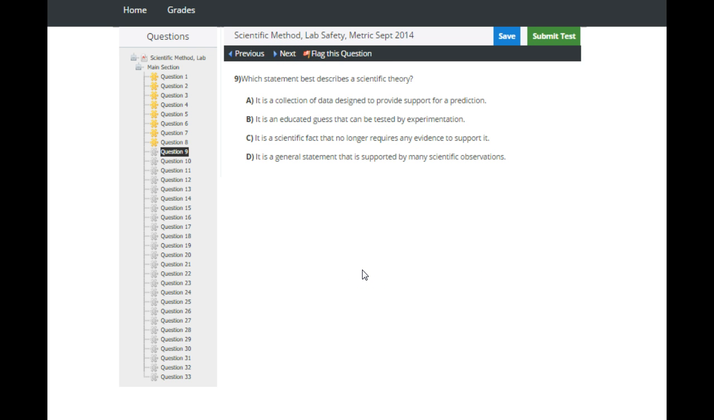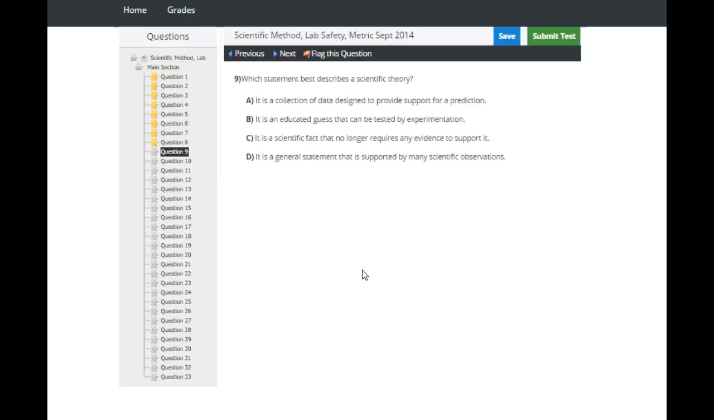Which statement best describes a scientific theory? This was on your review sheet as well. I can't remember what number it was, but it was on your review sheet. A, a collection of data designed to provide support for a prediction? No, you're not trying to provide support for a prediction. You're actually testing it out and seeing what you come up with. You're not trying to rig it so that your hypothesis ended up correct. That's cheating. B, it's an educated guess that can be tested by experimentation.